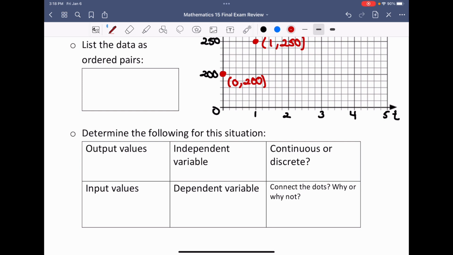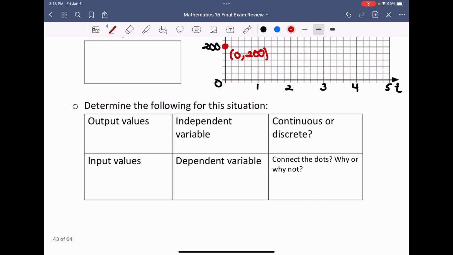Our output values here are actually all the y values, or more specifically, the liters at each of those points. So we have 200, 250, 300, 350, and finally 400. And then when they say the input values, that's what we input to the problem. Time is the part that we're inputting in here. After a certain amount of time, then the volume changes. So our input values are 0 minutes, 1 minute, 2 minutes, 3 minutes, and 4 minutes.